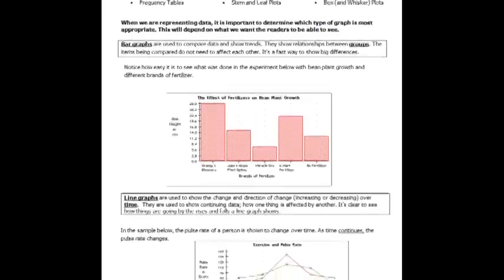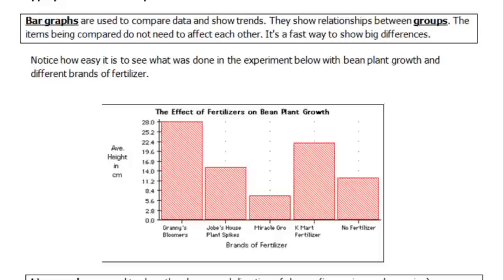Bar graphs are used to compare data and show trends. They show relationships between groups and things being compared. It's a fast way to show big differences. So as you can see by looking at this graph here, you can easily determine which type of fertilizer had more of an effect on the bean plant growth.